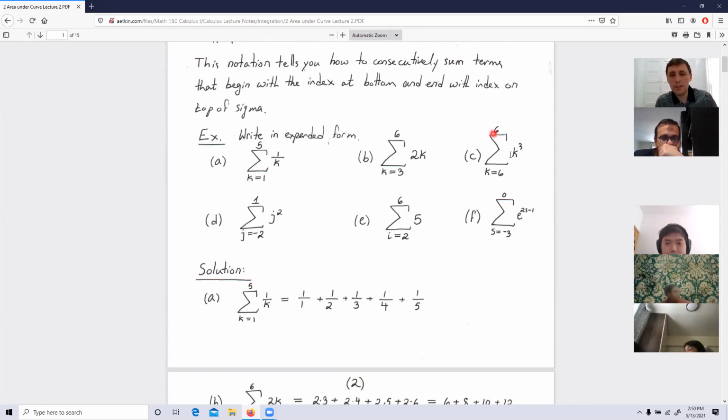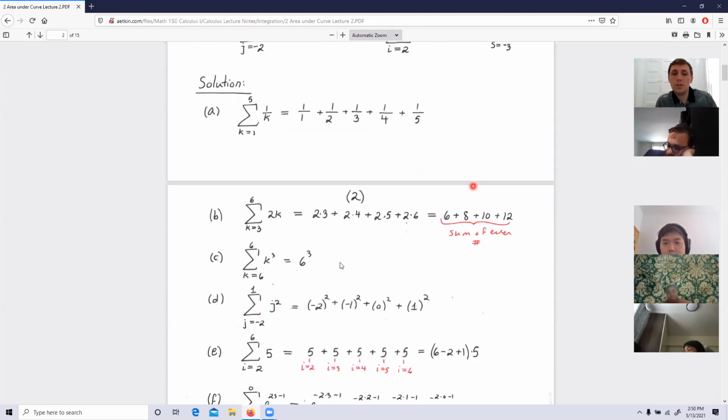Now, what about this? From 6 to 6, k is equal to 6 and ends at 6. That means that there is nowhere to upgrade. It's just 6 cubed. Understood? Started from a number and ended at the same number.